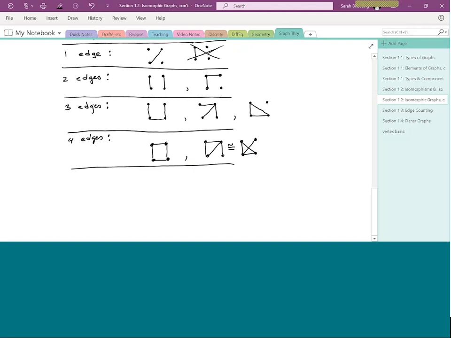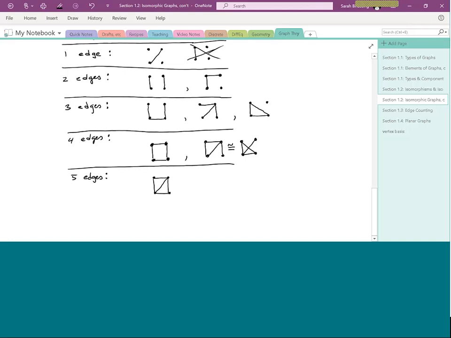Now, 5 edges. Any guesses what a graph on 4 vertices and 5 edges might look like? Or maybe I should rephrase. How many of them do you think? Ooh, there we go. 2 triangles. I was trying to think how you guys would communicate that to me. But yes, 2 triangles definitely works really well.